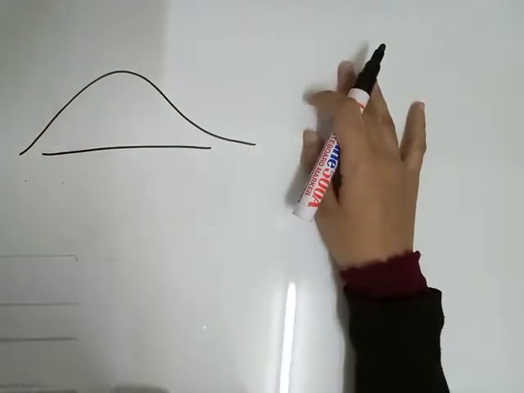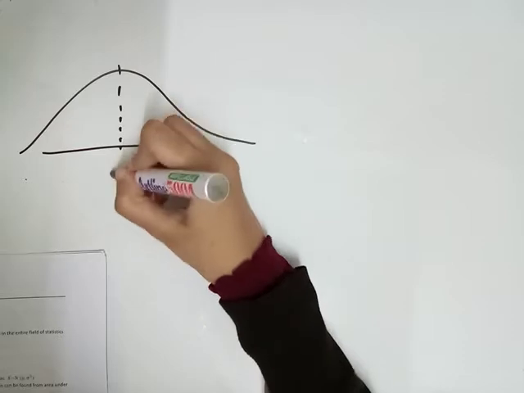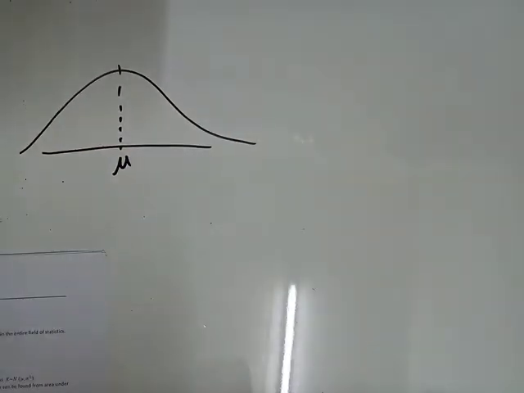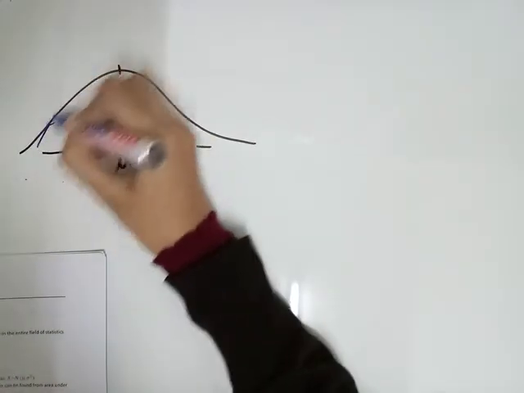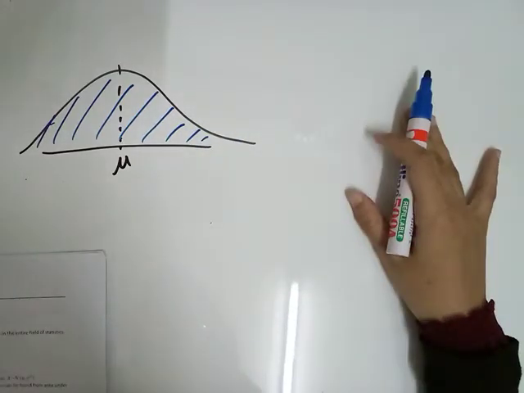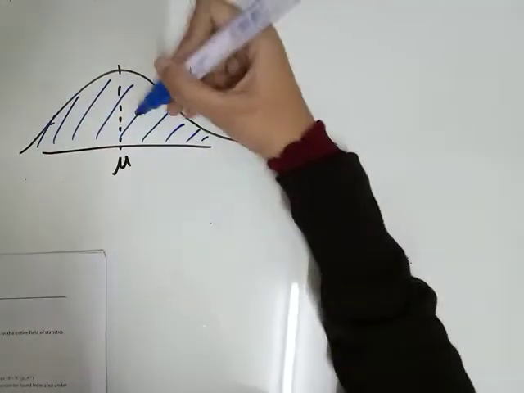The curve is symmetric about the mean. That means the mean is at the center. The total shaded area is equal to 1, the whole area is equal to 1. Each of the two shaded areas is 0.5.